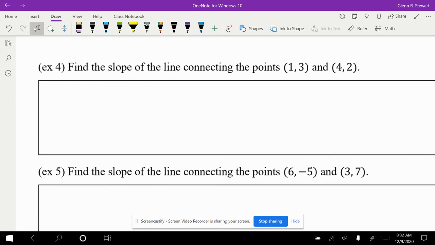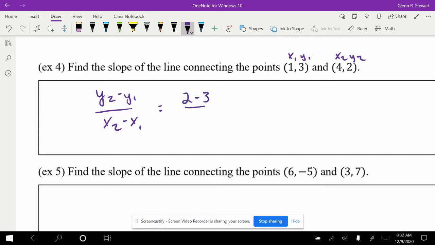Find the slope of the line connecting the points (1, 3) and (4, 2). First one here, I'm going to label my points. And then I'm going to use that formula, y2 minus y1 over x2 minus x1, to get 2 minus 3 over 4 minus 1. So negative 1 over 3.